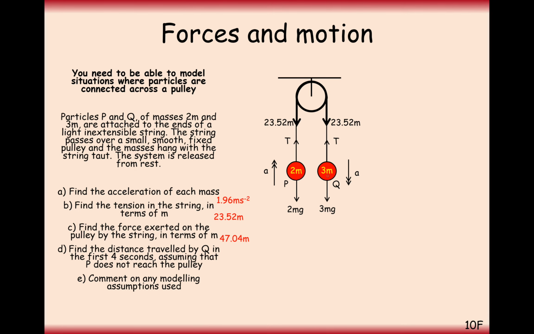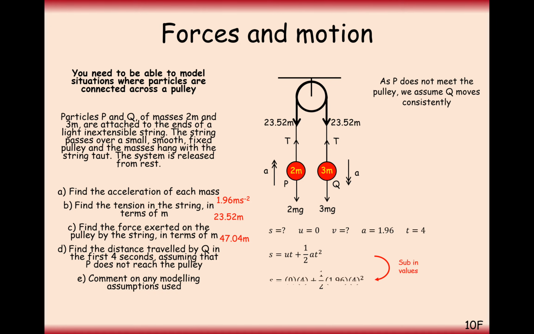So Q is going to drop down, acceleration is going to be 1.96, starting from rest, and t is 4, so a little bit of SUVAT. S, U, V, A and T, substitute all the values in, and we get s is equal to 15.7.